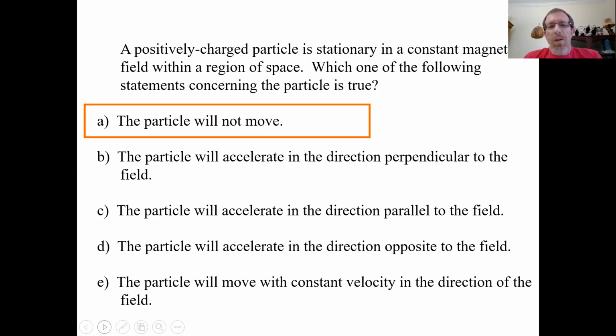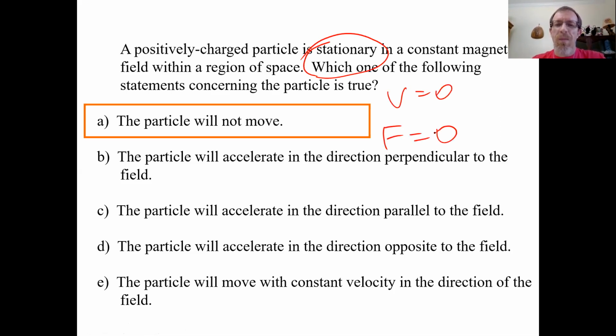Well, the one that's true is that the particle's not going to move. If the particle is stationary, then its velocity is zero. That means that the force is going to be zero. That means it's just going to sit there forever. As a matter of fact, a magnetic field can't change the speed of a particle. It will cause an acceleration, but that acceleration only causes a change in the direction of motion for this charged particle. It will never cause a change in speed. So if the particle's sitting still to start with, it's going to sit there forever.